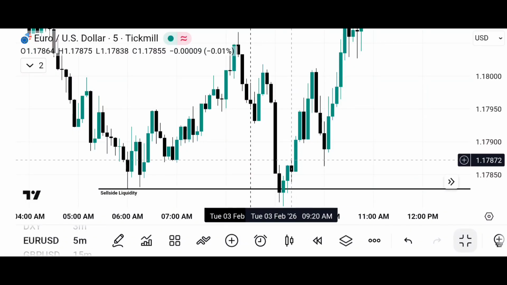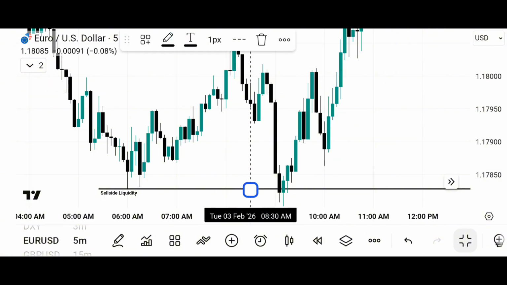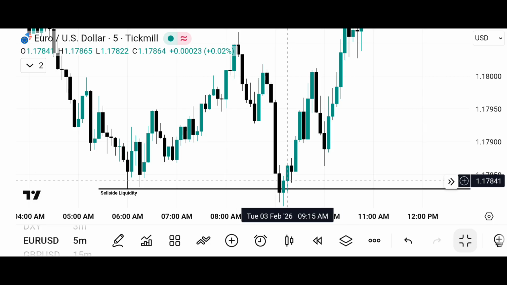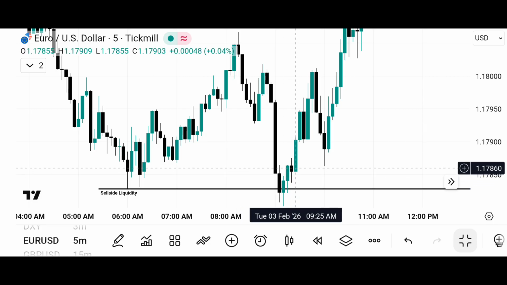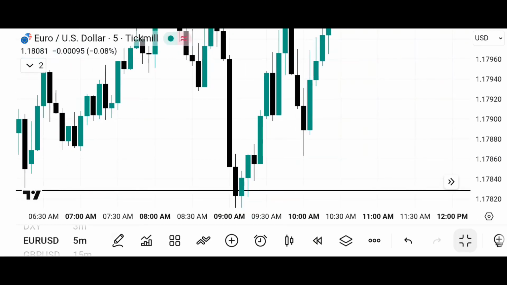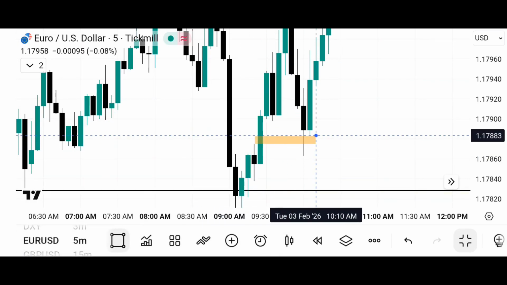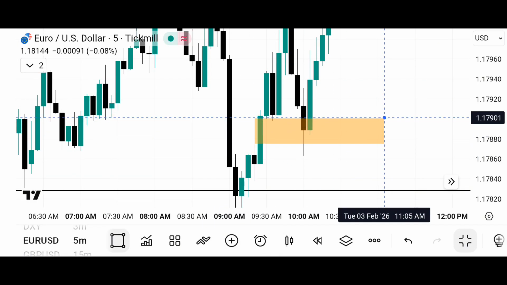You can see these three candles make the gap: the candle at 9:20, the candle at 9:25, and the candle at 9:30. This is how it looks. This is your fair value gap.